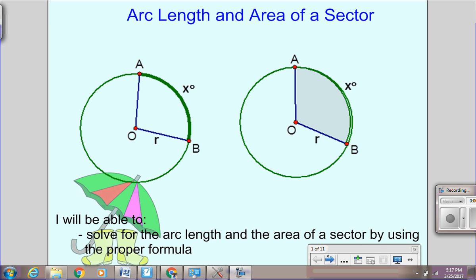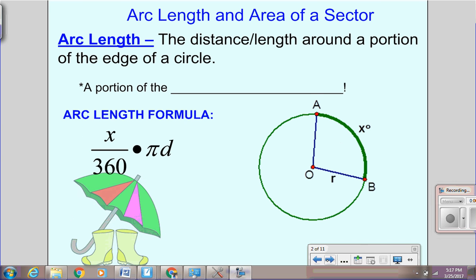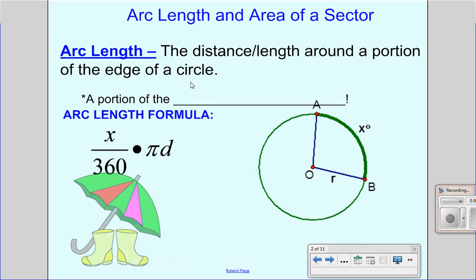First, we are going to talk about arc length. Okay, arc length is that distance or length around a portion of a circle. It's actually that portion of the circumference.